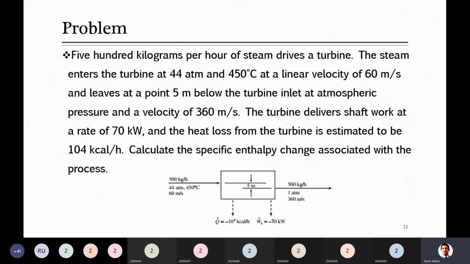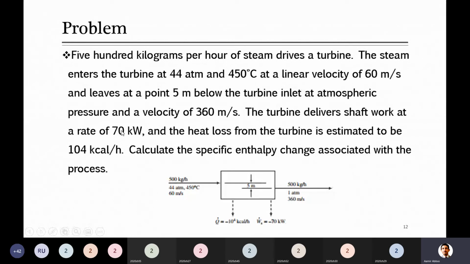This turbine delivers shaft work. What does this mean when we say deliver? By the way, remember here your system is the turbine. Turbine is one equipment and it delivers the work. Whenever this word is used, it means work is performed by this equipment. Turbine delivers means the turbine performs the work. Turbine delivers shaft work at the rate of 70 kilowatt.